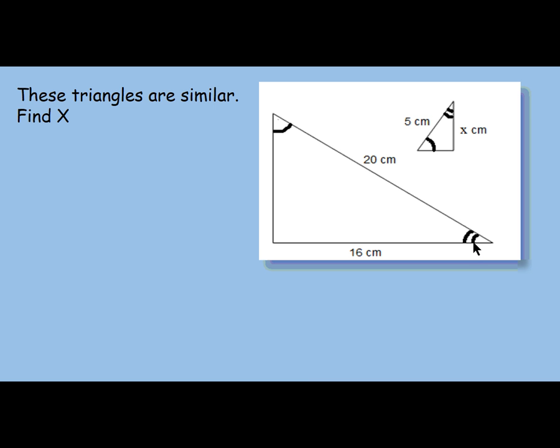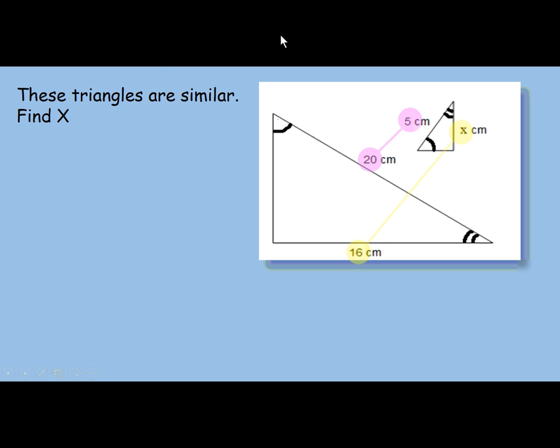See, 20 is between the angle with 2 marks and the angle with 1 mark. So the matching measurement in the little triangle is going to be the 5. It's in the same place with respect to the angles. Likewise, the 16 down here is in the same place as the x. So those are our corresponding measurements.